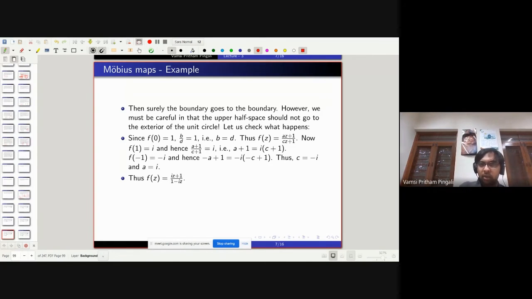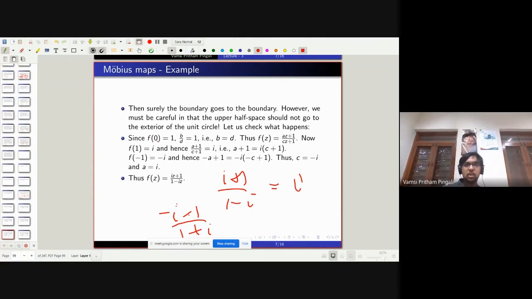Let us just verify. Let's see. f of 0 is 1. Great. f of 1 is i plus 1 over 1 minus i, and this is indeed i. And f of minus 1 is minus i plus 1 over 1 plus i. Yeah, this is also minus i.